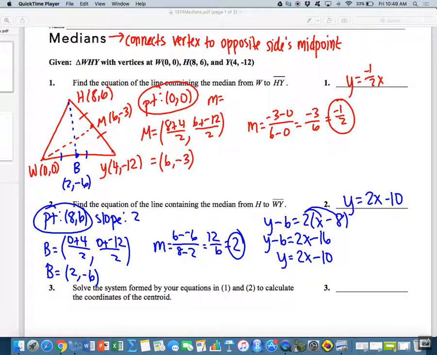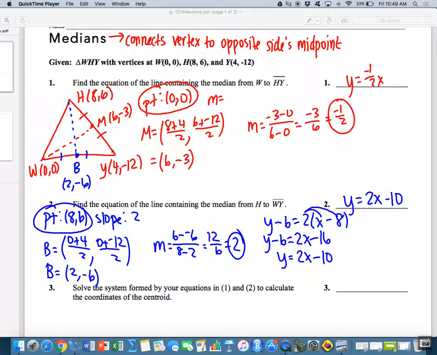Question number 3 says, solve the system formed by your equations in 1 and 2 to calculate the coordinates of the centroid. You guys remember from chapter 5 how all 3 medians intersect at the same point? That point's called the centroid. That's the point that we're finding right now. Question 3 is related to the answers to 1 and 2. So if either of those equations are wrong, you're going to get the wrong answer to 3. So in 3, we're solving that system.